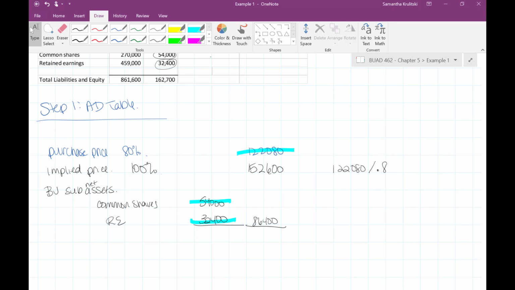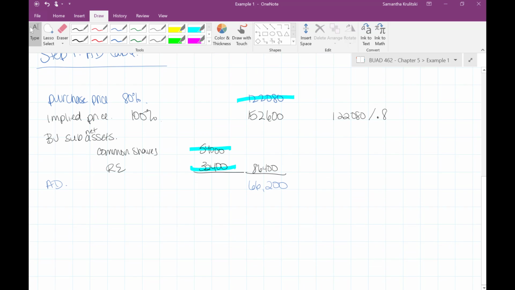Taking that implied price of $152,600 and subtracting the book value of our net assets gives us our AD, our acquisition differential. So we have an acquisition differential of $66,200. Now this is where we need to split it up into the fair value differentials of our depreciable assets, our non-depreciable assets, and then our goodwill.